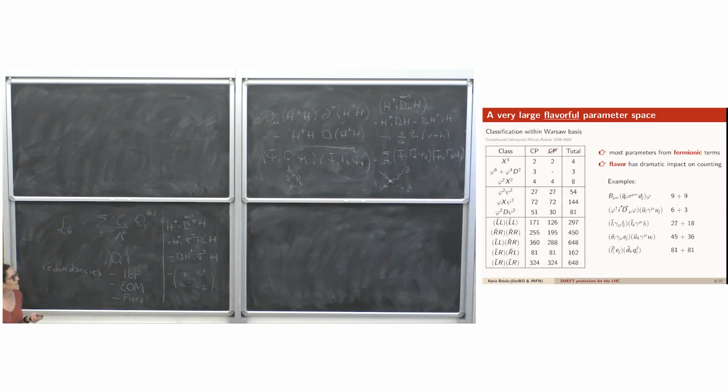So this is a table for the dimension six that kind of gives you a sense of why we have so many. So it's a breakdown of how many parameters are in each of the classes that I showed you before. So in operators that have only bosons, the X stands for a field strength. So X means W mu nu, B mu nu, or G mu nu. So when you have only field strengths, there are always two CP even and two CP odd operators. That's it, there's nothing else you can do. For the sector with only Higgs, there are always three. Stuff that corrects the kinetic terms, it's 4+4.